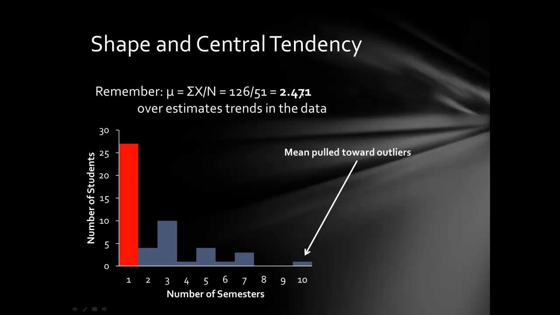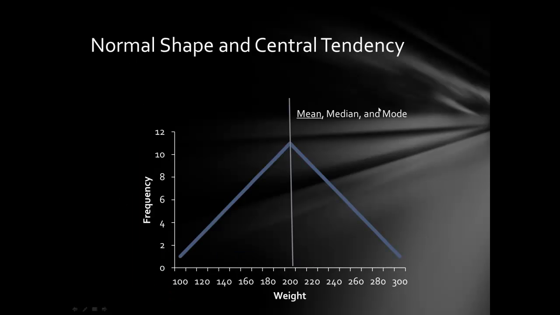And the reason that it overestimates that is because we have outliers on the high end here that attended 10 semesters and a couple that attended 7 semesters. So the mean gets dragged towards that. It gets pulled towards that high score, and now it's no longer an accurate representation of the data.